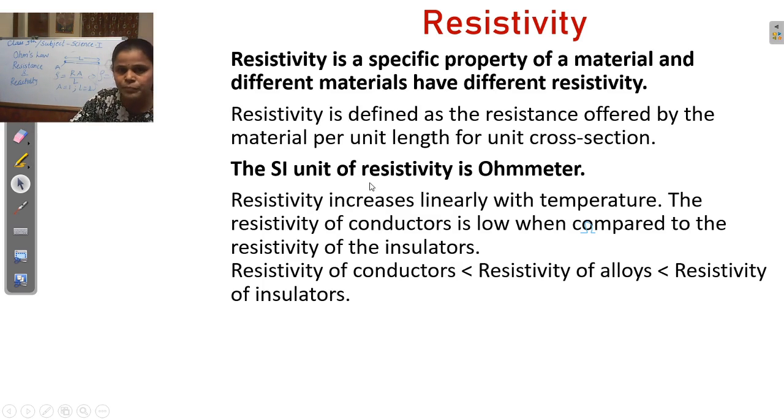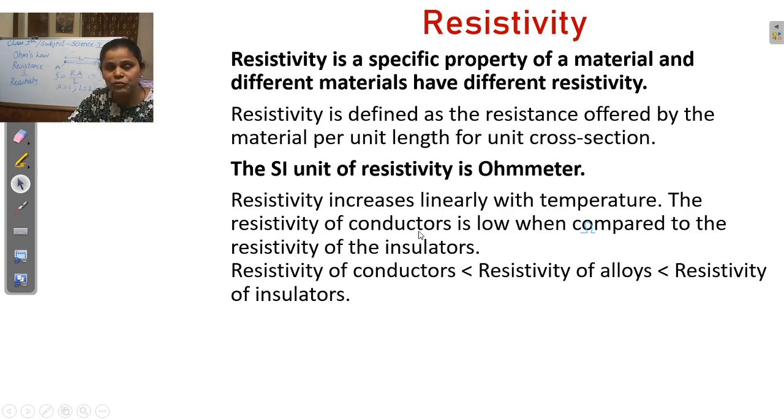Already explained. Then, resistivity increases linearly with temperature. That means if the temperature increases, the resistivity changes, and if the temperature decreases, the resistivity changes. So resistivity increases linearly with temperature. That means when we increase the temperature, the resistivity will increase.